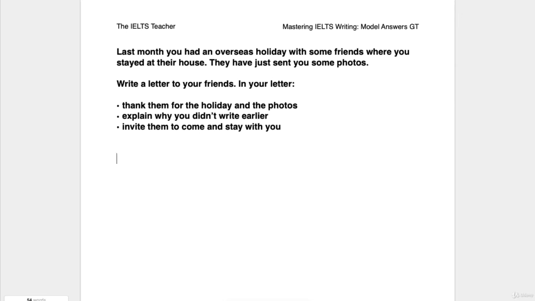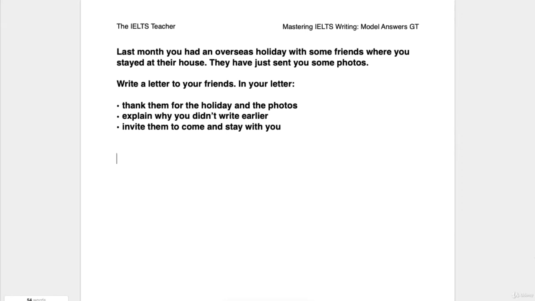Last month you had an overseas holiday with some friends where you stayed at their house. They have just sent you some photos. Write a letter to your friends. In your letter, thank them for the holiday and the photos, explain why you didn't write earlier, and invite them to come and stay with you. So there's a few things going on here.